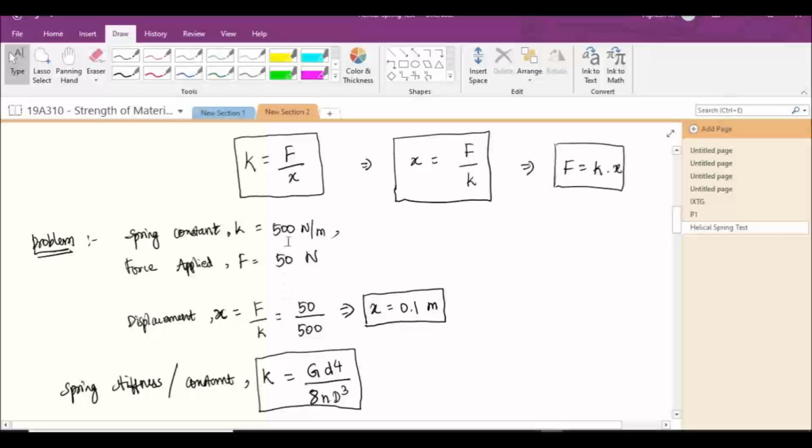The unit is meter because Newton by meter is nothing but meter. Newton will get cancelled. The unit becomes meters. So displacement is in terms of meter. So the value is 0.1 meters. So for a spring of stiffness 500 Newton per meter, if I apply a force of 50 Newton, the displacement is 0.1 meters. So let us check it out in a simulator.